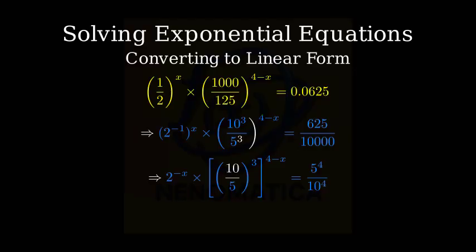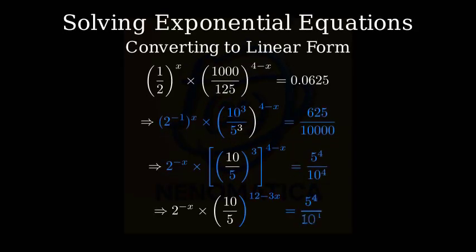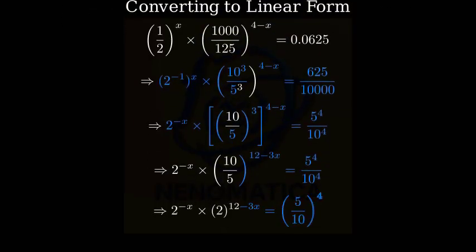Let's continue simplifying. On the left side, we now have 2 to the minus x power multiplied by (10 over 5) raised to 12 minus 3x. On the right side, we still have 5 to the fourth over 10 to the fourth. Now we can further simplify the fraction 10 over 5. 10 over 5 equals 2, so we have 2 to the minus x power multiplied by 2 to the power of 12 minus 3x equals 5 to the fourth over 10 to the fourth, which is also equal to (1/2) to the fourth power. Let's continue.